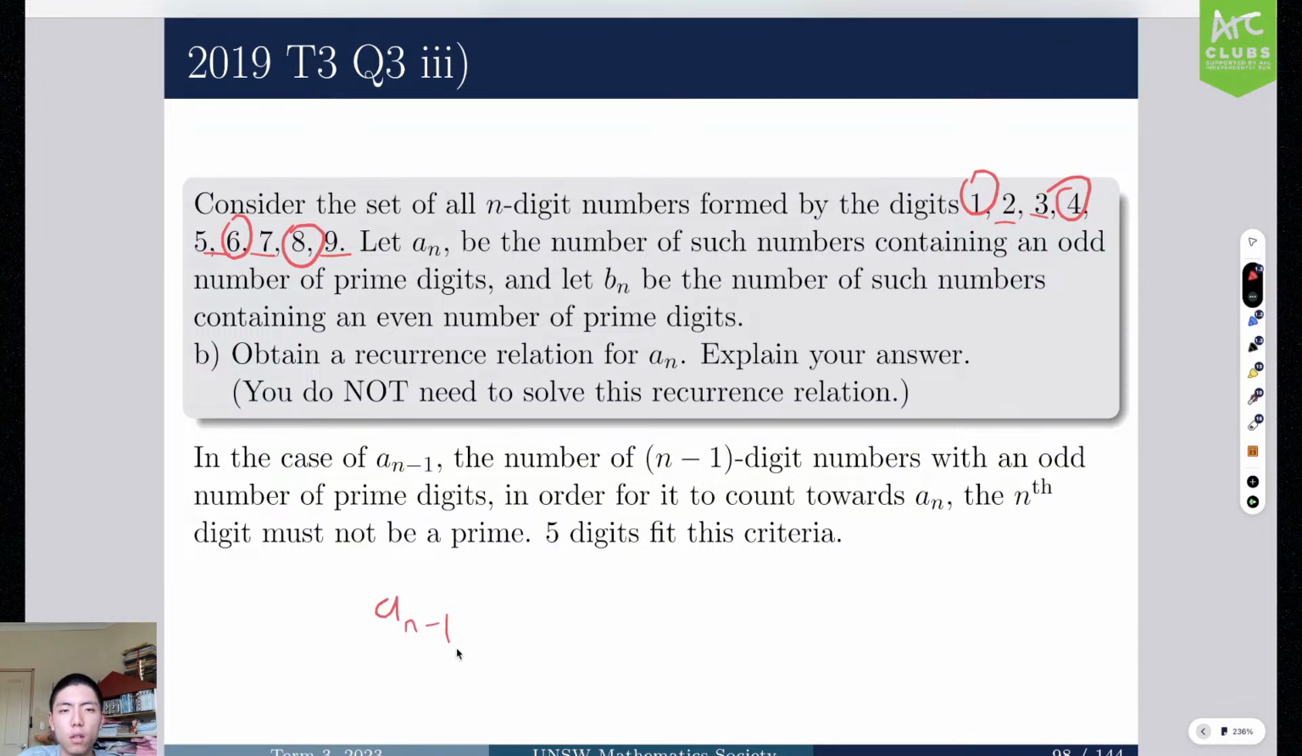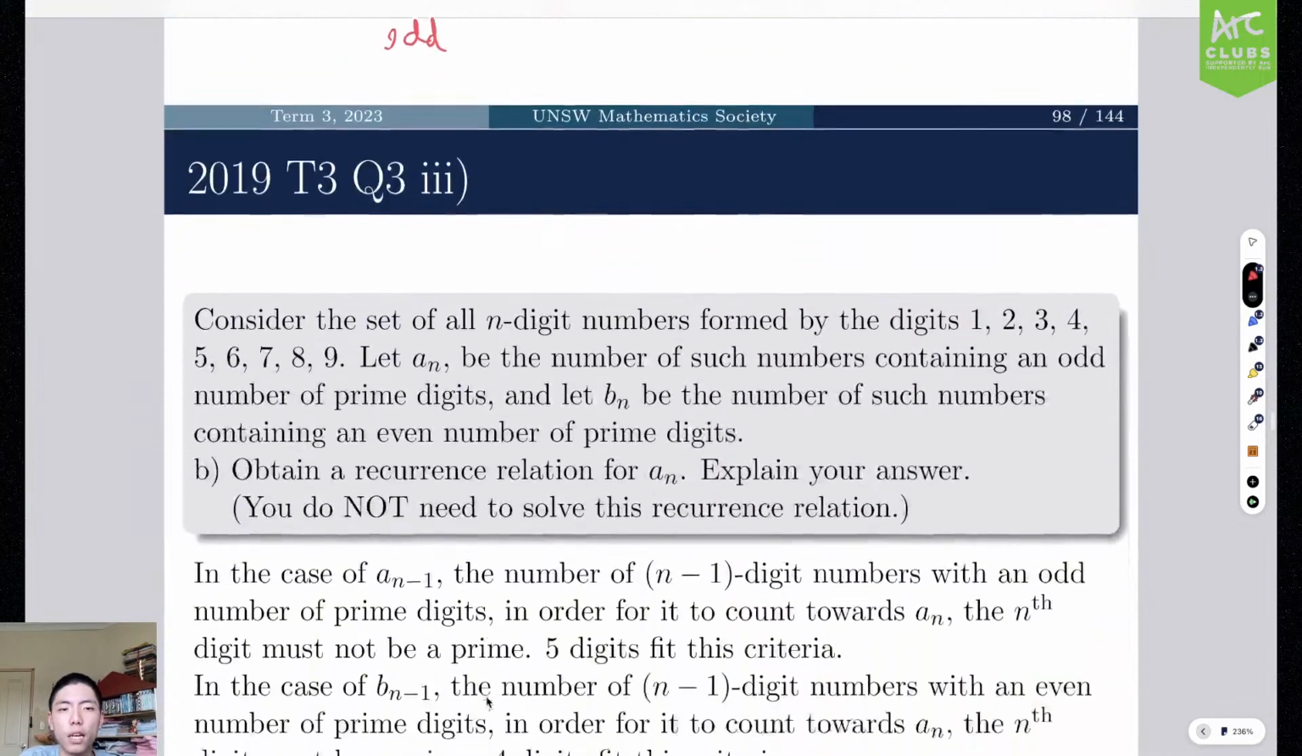So essentially what we do is, if we have An-1 and we want to form the An number, and An, remember, is the number of such numbers that contain an odd number of prime digits, and so this means that we would have to have the next number that is not going to be a prime number. So if it's already odd, then we need to have an extra digit that is not a prime number that allows us to move on to An and continue having the odd.